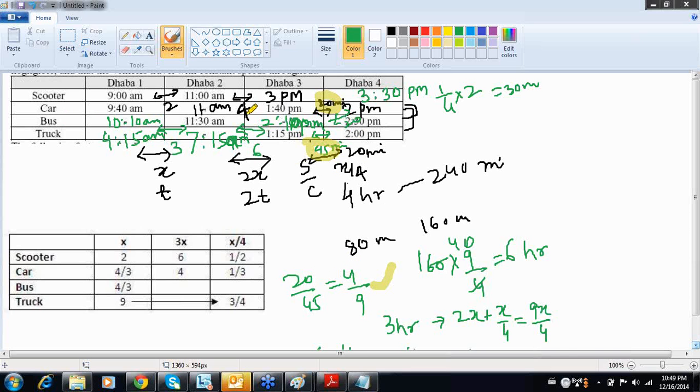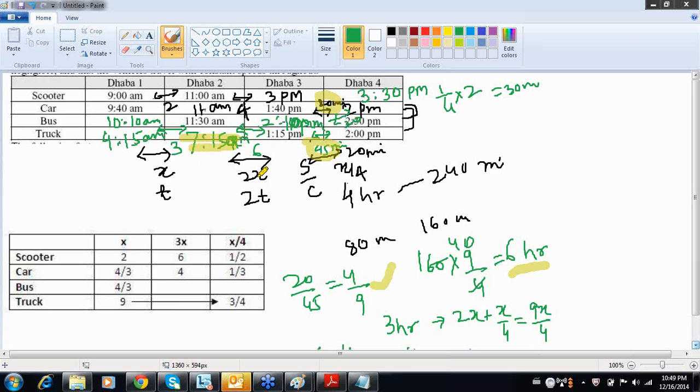Okay. Now same way, if it took 160 minutes to reach from Dhaba 2 to Dhaba 3, so in the case of truck, how much time will it take? 160 into 9 by 4, that means 6 hours it will take. So just back calculate it. So 1:15 p.m. if it reaches at Dhaba 3, so Dhaba 2 it will reach at what? 7:15 a.m. it will reach.